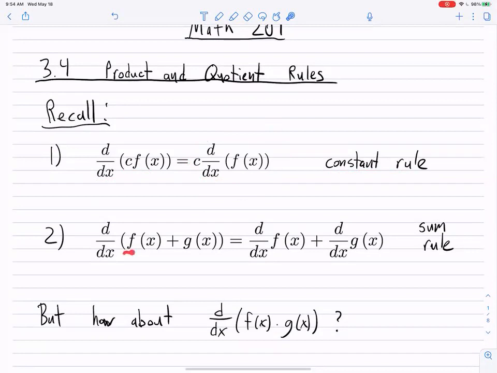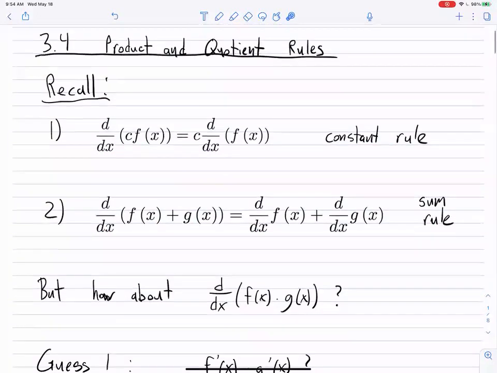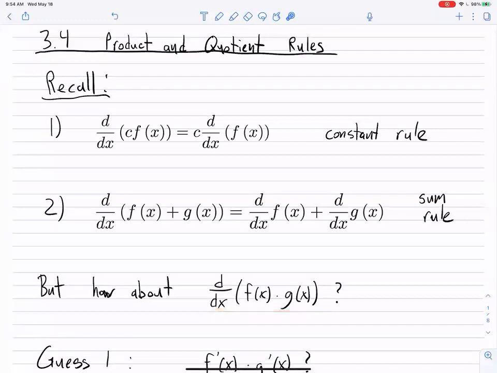We also know how to take the derivative if you add two functions. If you add two functions together, you just take the derivative of each one separately. So the derivative of f of x plus the derivative of g of x, and that is called the sum rule. But what about the derivative of a product of two functions, f of x times g of x, where these are not constants anymore, but two different functions of x? How do we take that derivative?